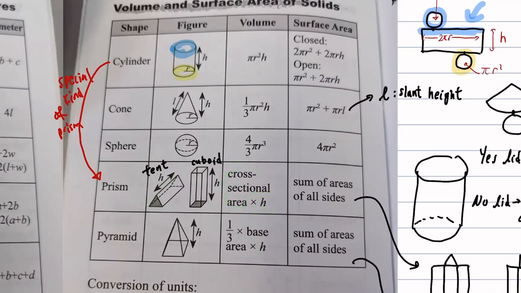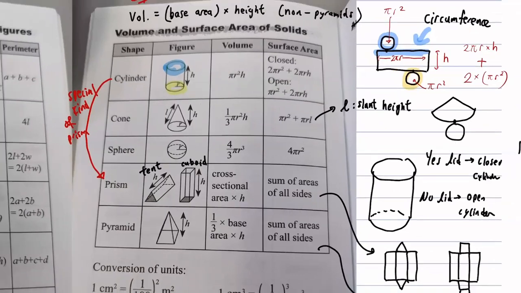A cylinder is just a special case of a prism where the base is a circle. So you use pi r square, then you multiply by h. That's for volume. How about surface area? This is a bit more complicated. Let's start with the cylinder.